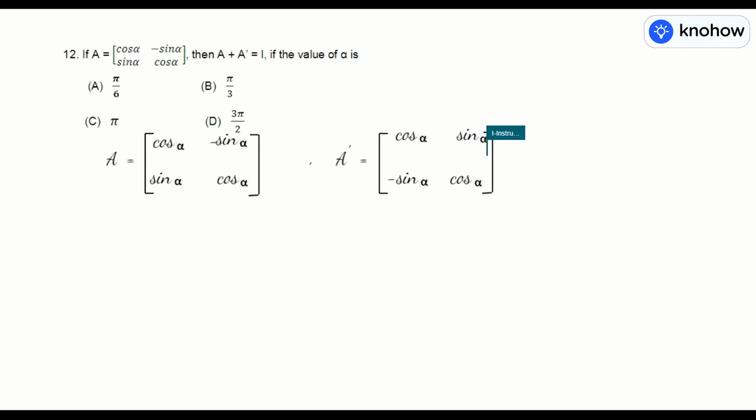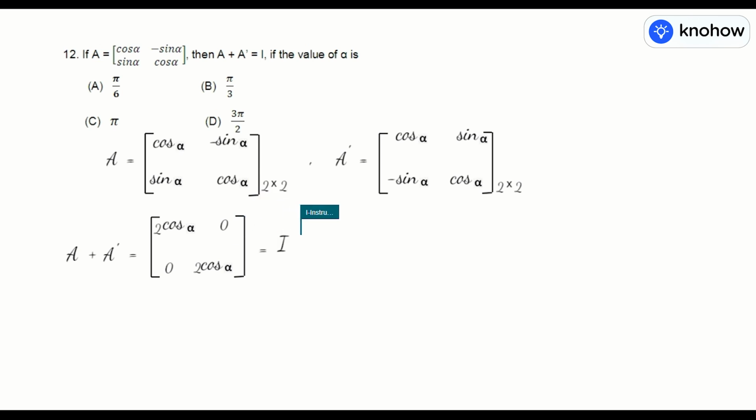Now A and A dash both are square matrix of the same order 2 by 2. So I can easily add them. So what is the value of A plus A dash? A plus A dash, you get cos alpha plus cos alpha, 2 cos alpha; minus sin alpha and sin alpha gives you 0; again sin alpha and minus sin alpha gives you 0; and cos alpha and cos alpha equal to 2 cos alpha. A plus A dash is this, but this is given to be equal to the identity matrix. It is given. So 2 cos alpha, 0, 0, 2 cos alpha equal to, what is the identity matrix of second order? 1 0 0 1.